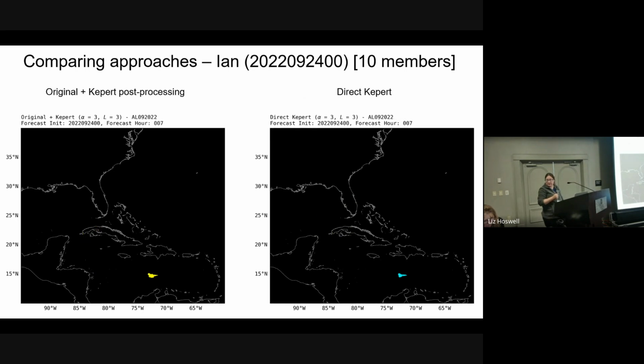And then this is just a further version of this, where you've got the original perturbations with the Kepler post-processing on the left, and then skipping the original part and just going with Kepler's method on the right, where you can see a narrowing there. So all of this is being evaluated within the context and making sure that we maintain the same distributions.